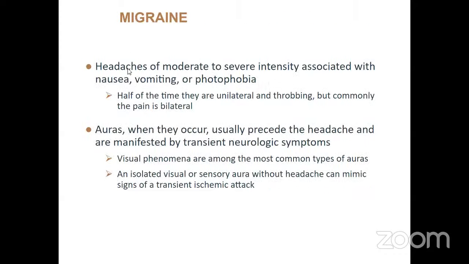Migraine: headache of moderate to severe intensity associated with nausea, vomiting, and photophobia. There are two types of migraine, migraine without aura or migraine with aura. Aura consists of signs which happen before the headache, like flashing of light or tinnitus, like a ringing sound in the ears. It mostly involves the unilateral and temporal region and is characterized by throbbing pain, but commonly the pain is bilateral.